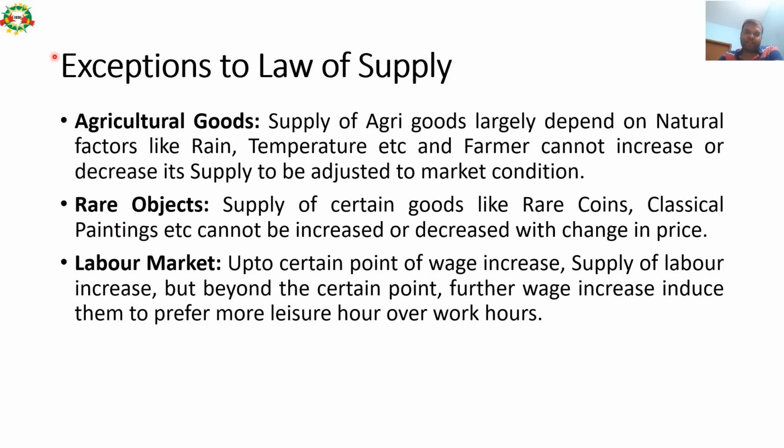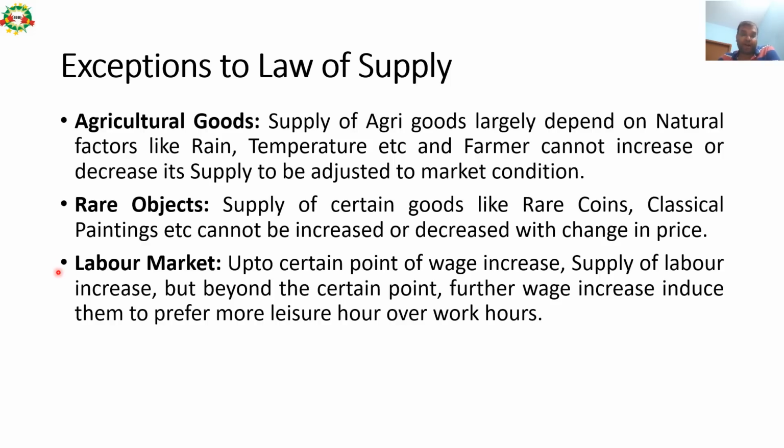There are also certain exceptions to law of supply. For example, agriculture goods. Supply of agriculture goods largely depends on natural factors like rain, temperature, etc. So farmer cannot increase or decrease its supply to adjust to the market condition. This is an exception kind of. Rare objects, supply of certain goods like rare coins, classical paintings, etc. cannot be increased or decreased with increase or decrease in price.